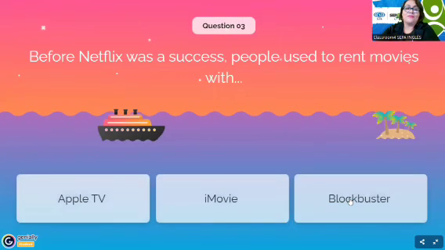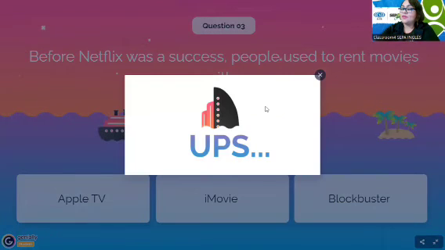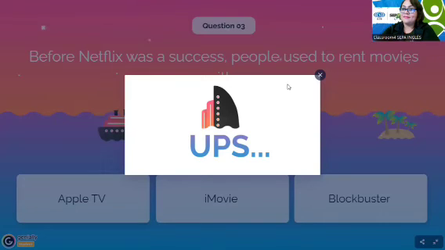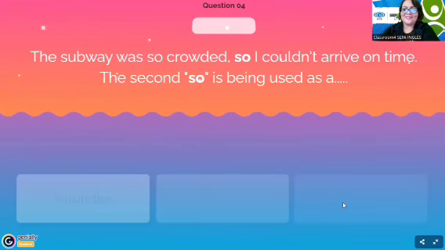Before Netflix, what was the success people used to rent movies with? Apple TV? Oops, no. iMovie? No. Blockbuster is the correct one.